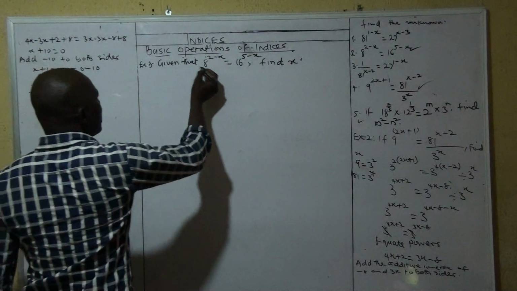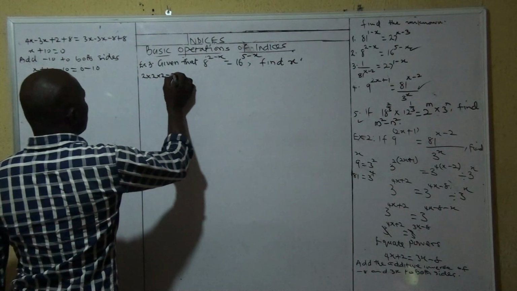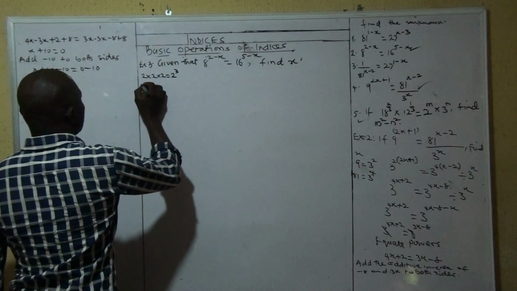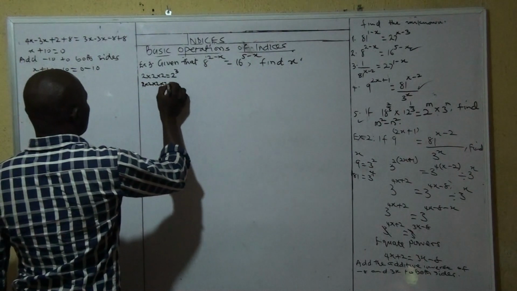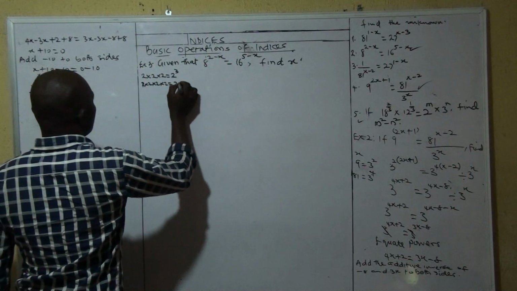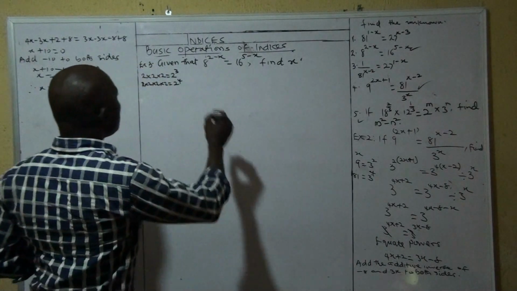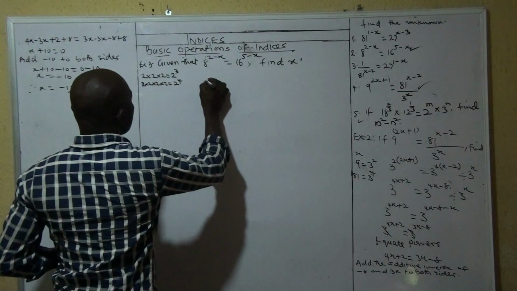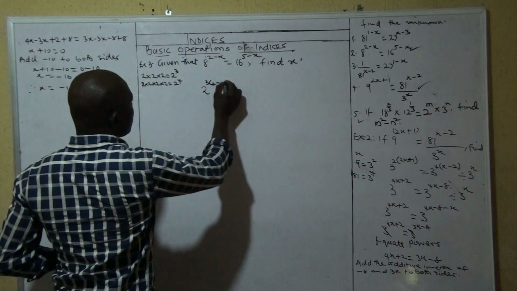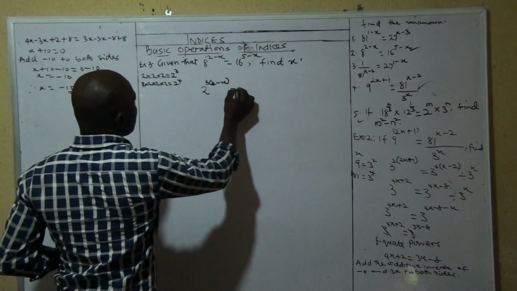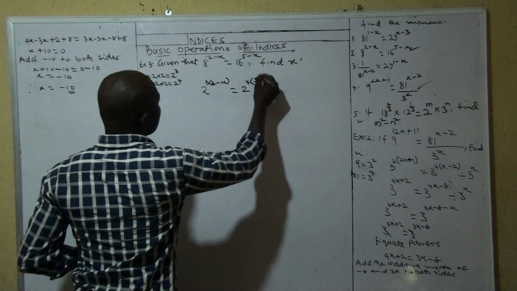Let's express it as a product of its prime in index form, which is 2 raised to the power 3. 16 will be 2 times 2 times 2 times 2, four places. That means 2 raised to the power 4. So we replace 8 with 2 raised to the power 3. So this becomes 2 raised to the power 3 of 2 minus x. On the right hand side we have 2 raised to the power 4 open bracket 5 minus x.